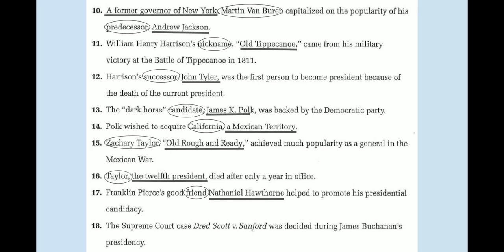The Supreme Court case Dred Scott v. Sanford was decided during James Buchanan's presidency. So Dred Scott v. Sanford is our appositive phrase identifying case, so it's telling us which case, and it's also necessary to the meaning of the sentence, so there are no commas. Again, before we move on, make sure, double check that you have all of the correct answers on your worksheets. You can pause this video if you need to.